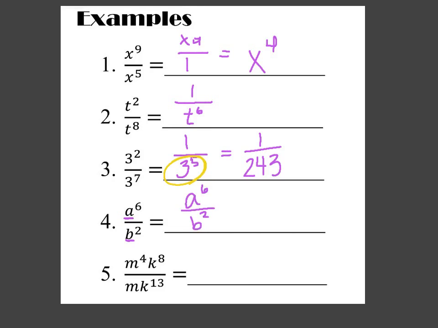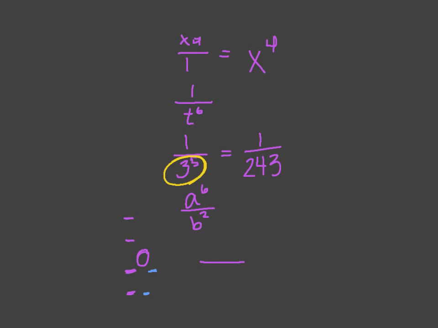Now number 5. I have two different variables going on here. I have m's and I have k's. Now the great thing about these rules is that I can use them at the same time as long as I keep the same variables with each other. So as long as I keep my m's with my m's and as long as I keep my k's with my k's. So let's make our fraction bar and look at just my m's first. I have 4 on the top and only 1 on the bottom, right?